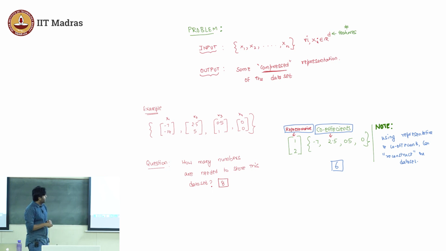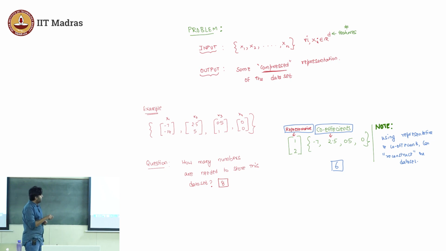So we'll divide our data sets into 2 parts. In one part, we will have what is called a representative of this data set. In this case, it is the vector (1, 2). It's a 2-dimensional vector. And now this representative is common for all data points. It kind of connects all the data points, the essential information in all these data points. Now for each of these data points, you just have a coefficient, right.